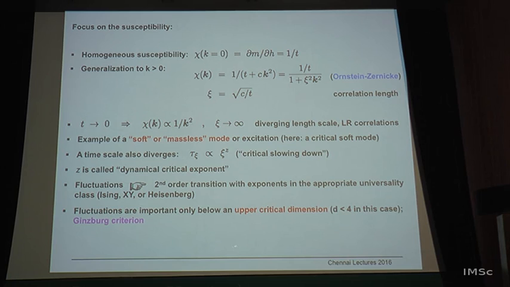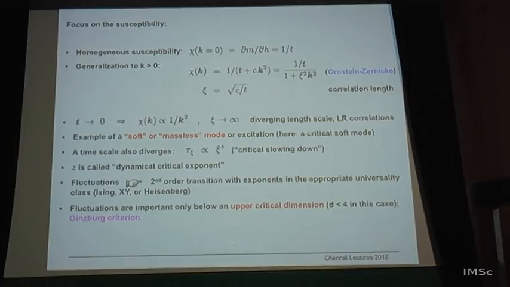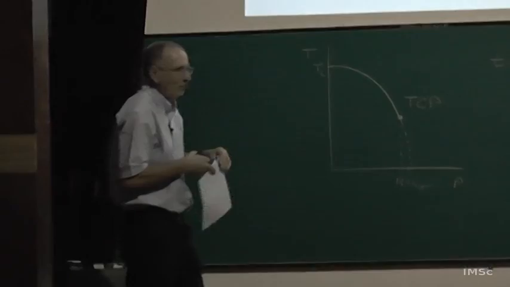And finally, again, fluctuations are important only below the upper critical dimension. And in this case, that's d equals 4. And that was first discussed by a guy named Levanyuk, which is why it's called the Ginzburg criterion. This gives me an excuse to demonstrate a certain type of reasoning that will be important later. So let me do that real quickly on the blackboard and explain where that d equals 4 comes from. Actually, in fairness to Landau and Lifshitz, they call it the Levanyuk-Ginzburg criterion. Everybody else calls it the Ginzburg criterion.